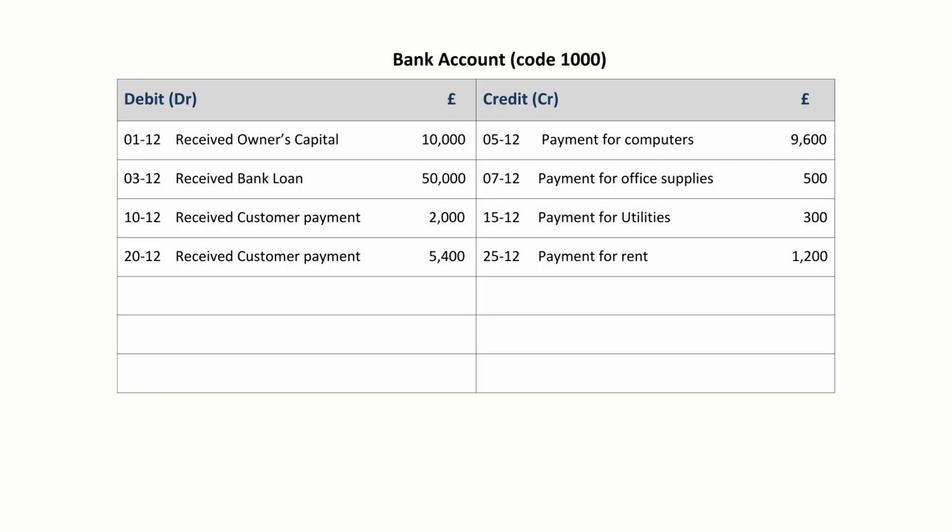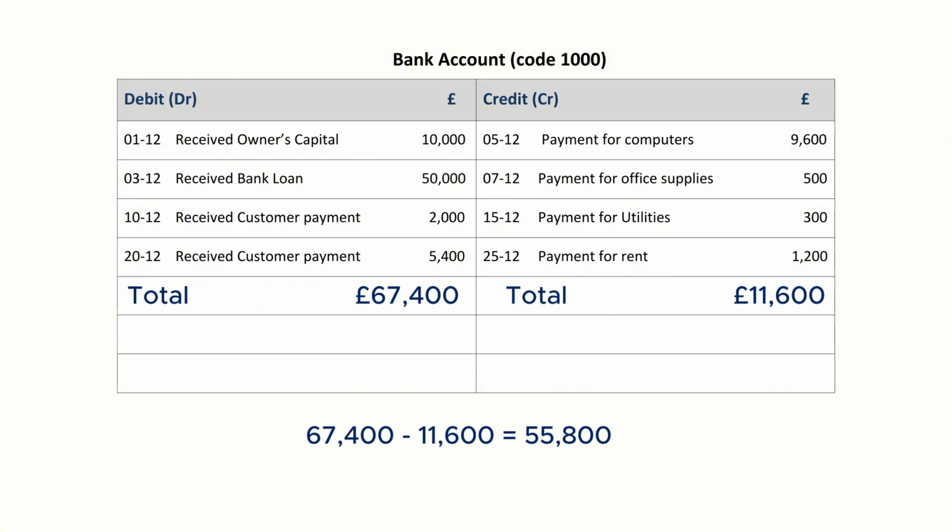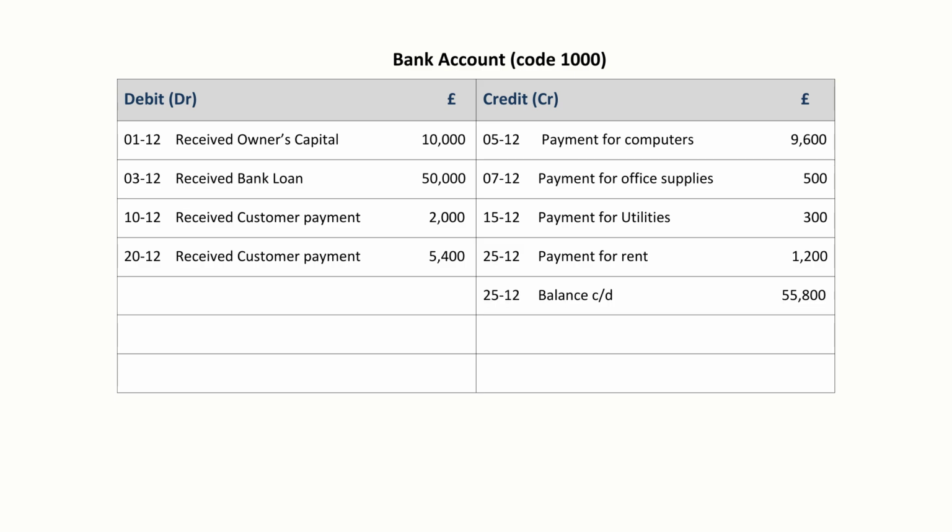First, we total both sides of the account, all the debits and all the credits. Then, we calculate the difference between them. The total on the debit side is £67,400 and the total on the credit side is £11,600. The difference between them is £55,800. It's the balance that needs to be entered into the bank account to make both sides equal. The difference is what we call the balance carried down. This is entered on the side with the smaller total, so that both sides equal the same amount.